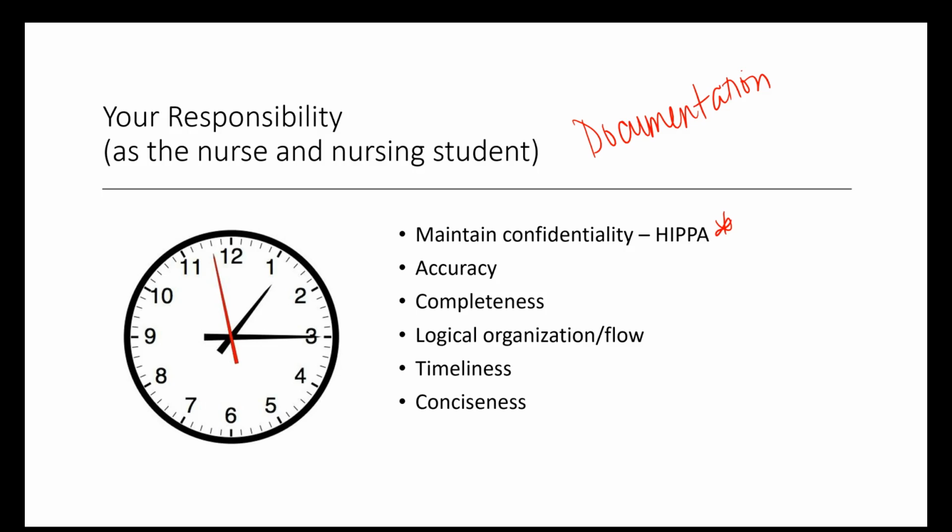You want to make sure it's complete. So if you completed a full set of vitals, make sure that your documentation reflects the complete vitals. We always want a logical flow and organization so that someone else can follow our thought processes. Timeliness speaks to the fact that we need the documentation completed as close to the time it's done as possible. So if we do a bed bath at 8:15, then we need our documentation to be as close to 8:15 as possible. Conciseness: lots of people love to write big wordy notes. In healthcare, we are very concise, very short, and very choppy.